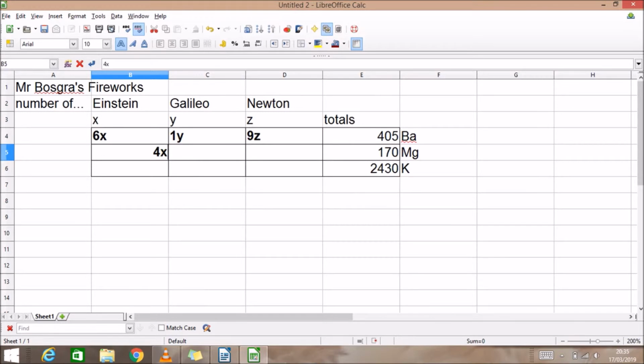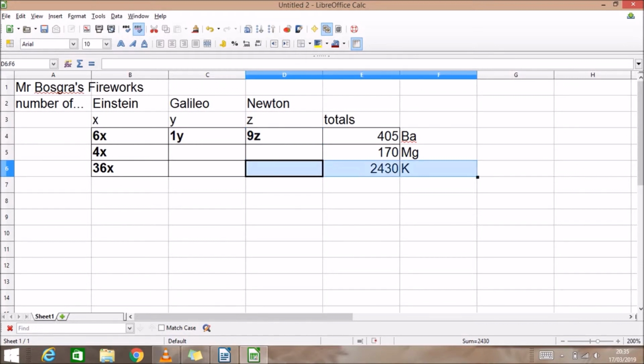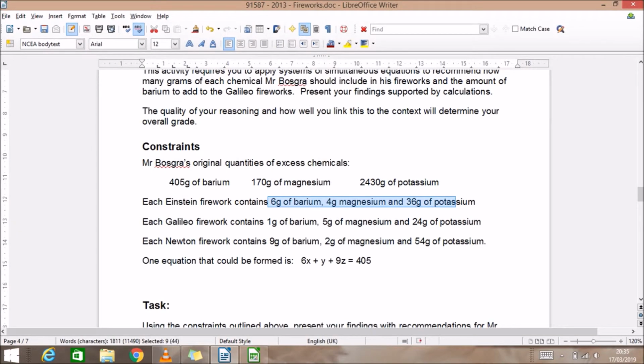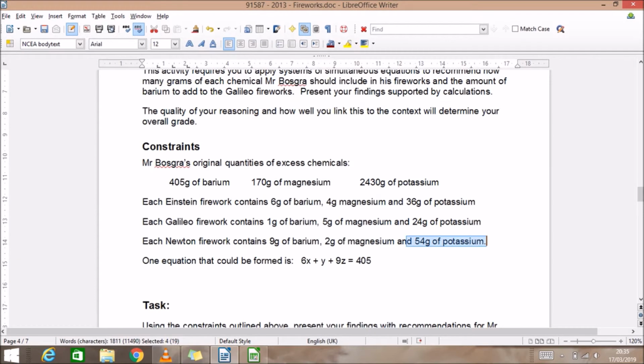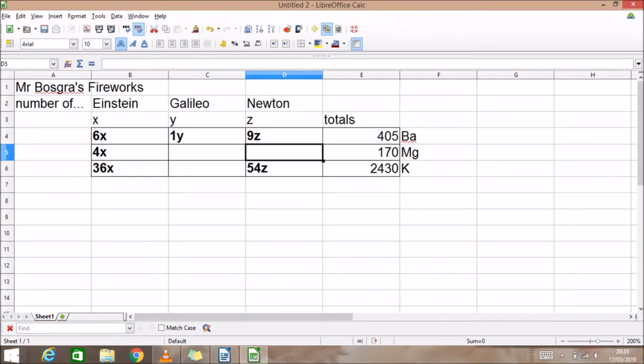The same thing here, 4 grams of magnesium and 36 grams of potassium. That's all the X values there. That shows you how much of each goes into one Einstein firework. Same thing for Newton and potassium. So Newton and potassium, that's what the grid tells us. We're looking for Newton and potassium, 54Z. You can just pick a square and use the row and the column to identify what that square represents.